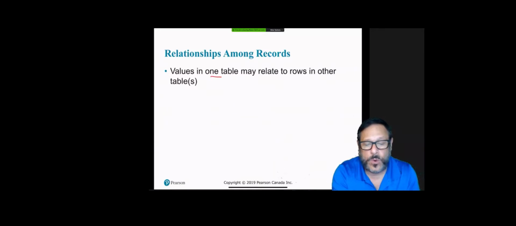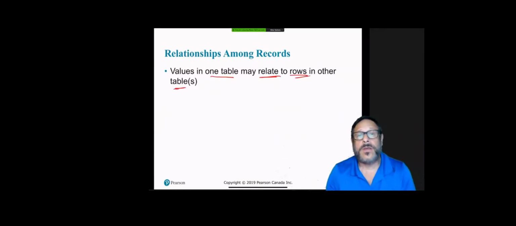In a relational database, the values in one table may relate to rows in another table. Microsoft Access is a relational database. So is its big sister, SQL Server. So is Oracle. All of these databases are relational databases. They are called that because the data actually relates to each other.